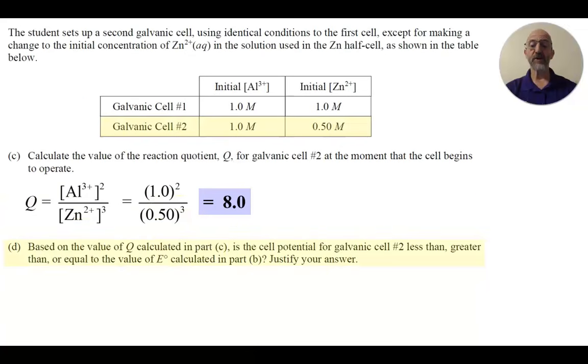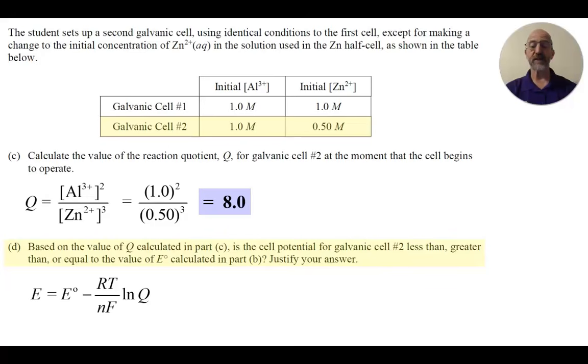Based on the value of Q calculated in Part C, is the cell potential for galvanic cell number 2, again, that's a non-standard cell, is it going to be less than, greater than, or equal to the value of the standard cell potential that we calculated in Part B? Well, we know it's not going to be equal to, because this is a non-standard cell in which Q is not equal to 1. But is it less than or greater than 0.90 volts?